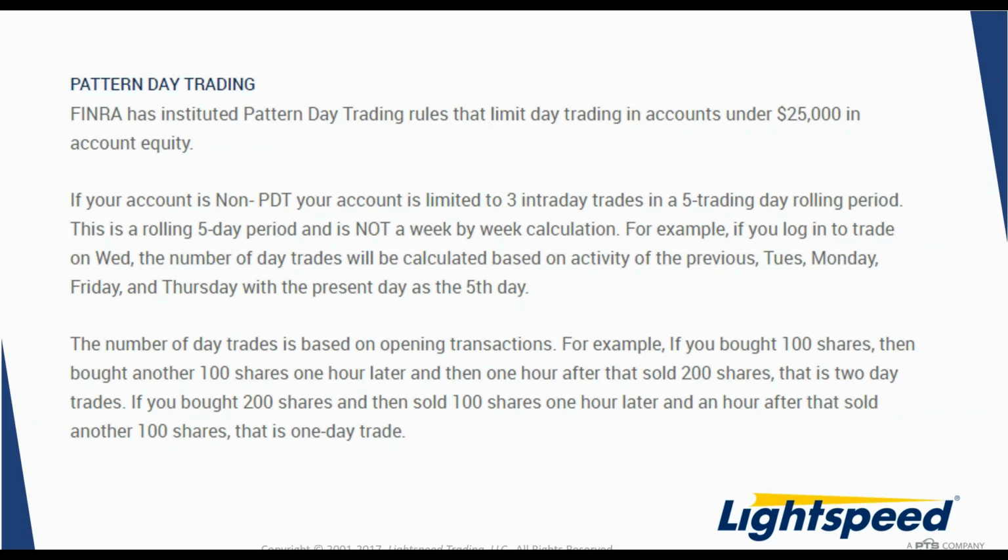We calculate the number of day trades based on opening transactions. For example, if you buy 100 shares and then buy another 100 shares 1 hour later and then sell the 200 shares in one execution, that's considered 2 day trades. You open 2 separate 100 share orders. Even though you sold it once, that's considered 2 day trades. On the flip side, if you bought 200 shares and then sold 100 shares and then an hour later sold that other 100 shares, that is only considered 1 day trade, since it was 1 opening transaction, 2 closing transactions. We determine the calculation based on opening transactions.